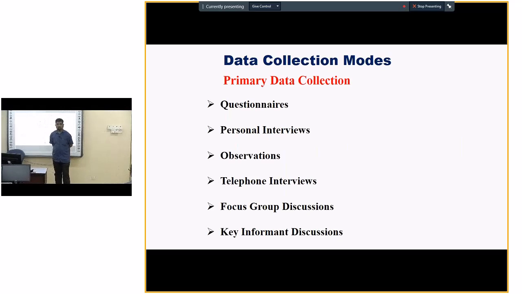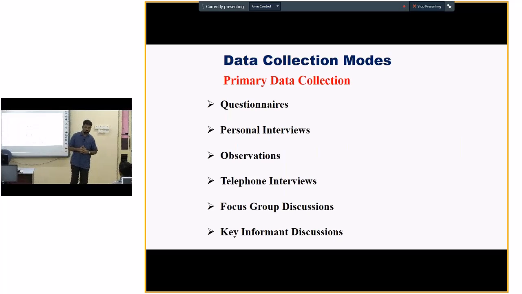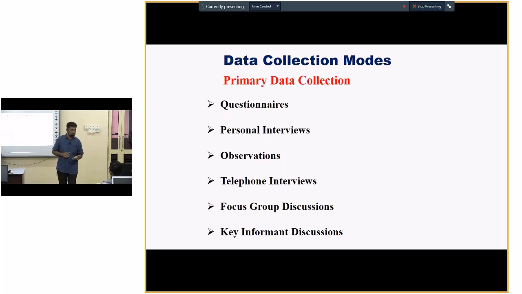Then here under the questionnaire, we can arrange a well-structured questionnaire. Then we can distribute it among the respondents, or otherwise we can arrange a self-administered questionnaire. Then we can fill their views, perceptions, and information into our questionnaire, right? Then there are some merits as well as demerits, right?